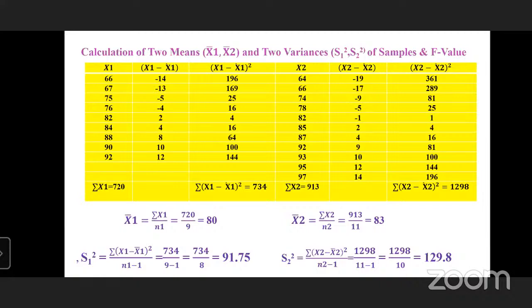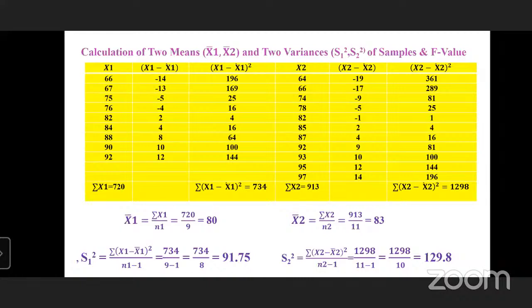So 66 minus 80 is minus 14, 67 minus 80 is equal to minus 13, 75 minus 80 is equal to minus 5, 76 minus 80 is equal to minus 4, 82 minus 80 is equal to 2, 84 minus 80 is 4, 88 minus 80 is equal to 8, 90 minus 80 is equal to 10, 92 minus 80 is equal to 12. Sorry, these are the deviations from actual mean. आणि या deviations from actual mean ला square करा. Square केलं नंतर sum करा. Same for sample 2 ला करा.